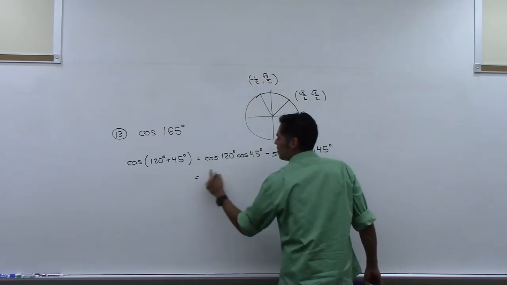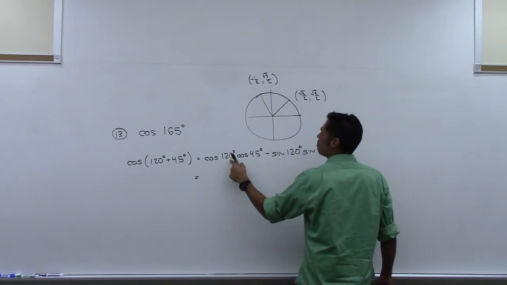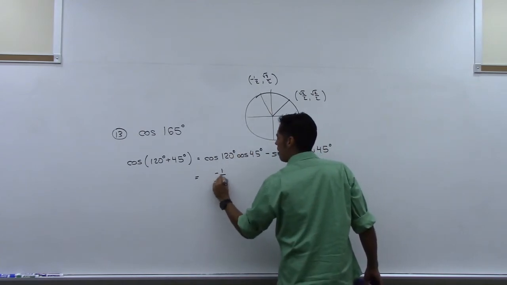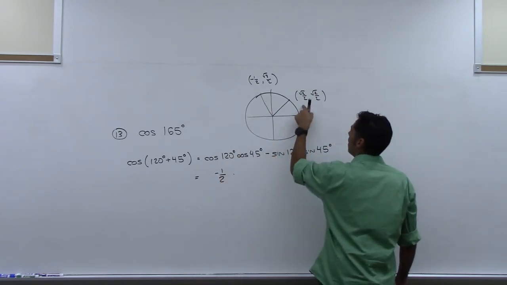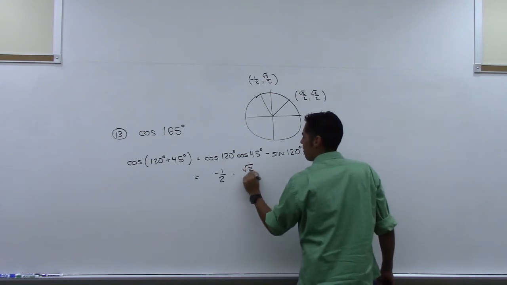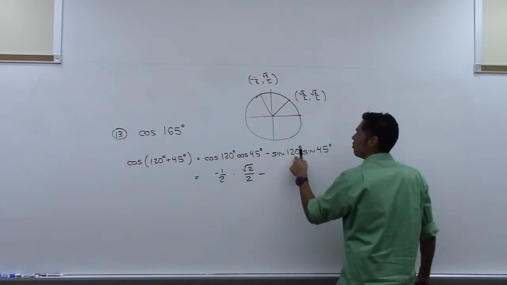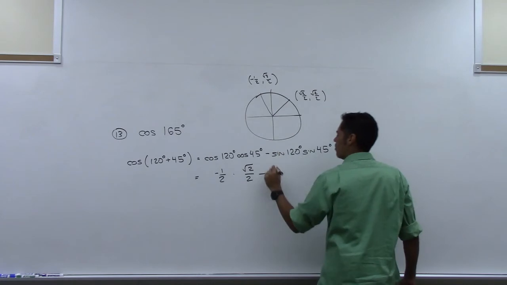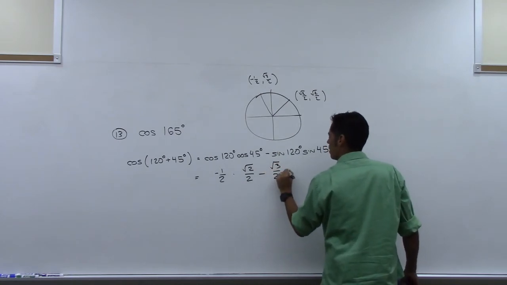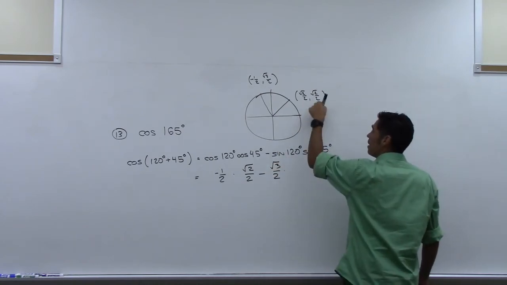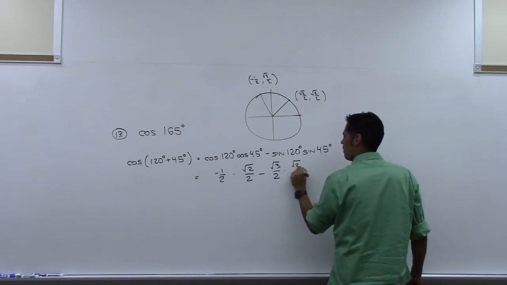So now, cosine is the x-coordinate. What's the x-coordinate at 120? Negative 1/2. What's the x-coordinate at 45? It's root 2 over 2. Minus sine of 120, which is the y-coordinate right here, which is root 3 over 2, times sine of 45, which is the y-coordinate here, which is root 2 over 2.